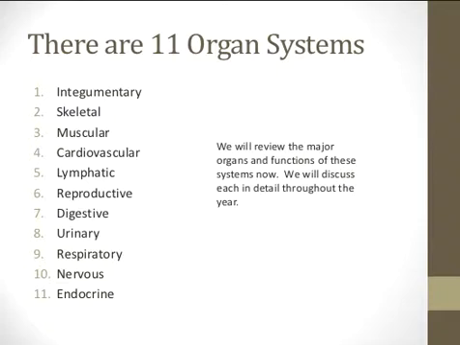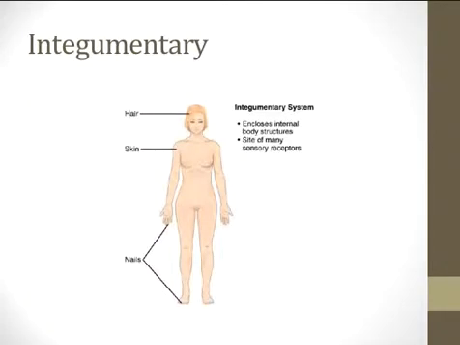There are 11 organ systems: integumentary, skeletal, muscular, cardiovascular, lymphatic, reproductive, digestive, urinary, respiratory, nervous, and endocrine. We will review the major organs and functions of these systems, and we will discuss each in detail throughout the year. First organ system is the integumentary system, made up of hair, skin, and nails. The skin encloses the body structures and contains the sensory receptors that allow you to sense and interact with your surroundings.